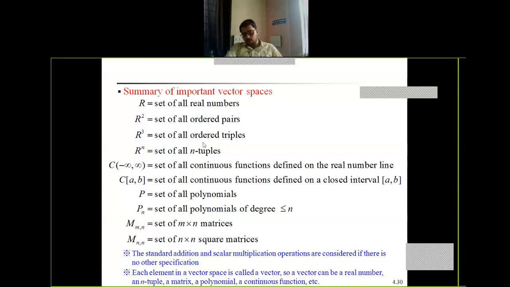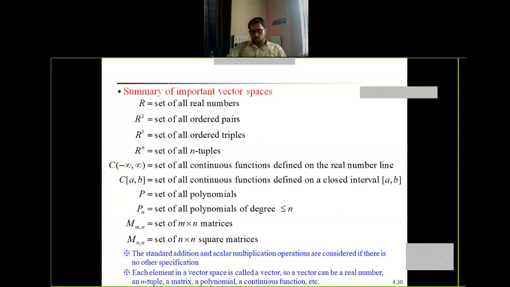Before this, here is a summary of important vector spaces. We have already seen R, the set of all real numbers. R2 is the set of all ordered pairs, R3 is the set of all ordered triplets, and Rn is the set of all n-tuples. Just now we have seen C of minus infinity to infinity, the continuous function space on the real number line. Then C of AB is the set of all continuous functions defined on the closed interval AB.